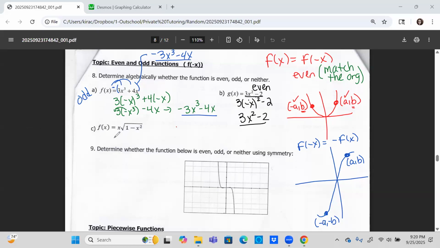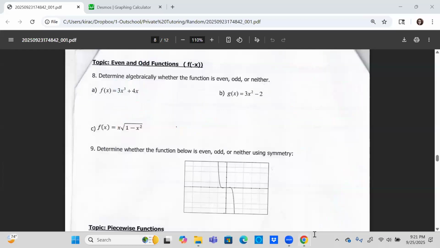And finally C, this would be negative x times the square root of 1 minus negative x squared. I'm coming down here. That'd be negative x root 1 minus, a negative squared is positive. Right? So does that match the original? No, because x and negative x don't match. So it's not even. Let me negate the original. So wouldn't that just be negative x root 1 minus x squared? Which would be odd, but I saw the answer key earlier and it was neither.